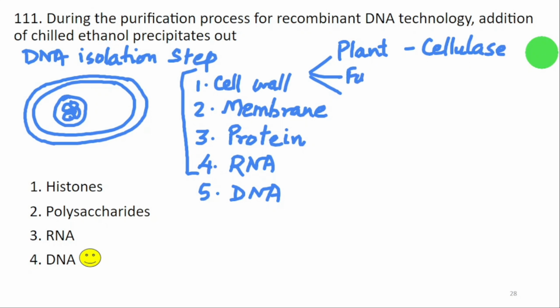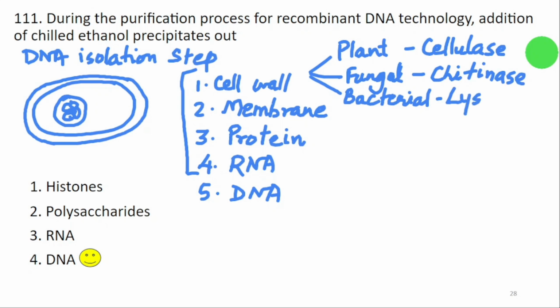If it is a fungal cell, then chitinase. Chitinase digests the chitin. Next, if it is bacterial cell, the enzyme would be lysozyme. Lysozyme acts on peptidoglycan, which is the component of the bacterial cell wall. So we have destroyed the cell wall.